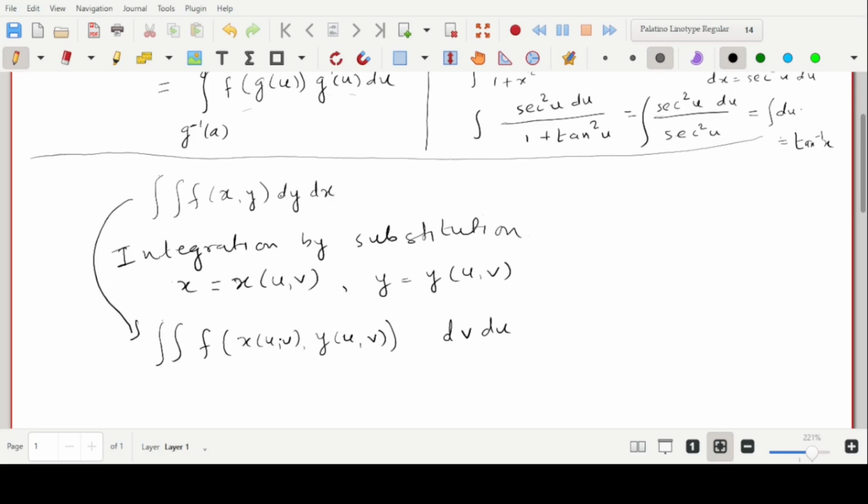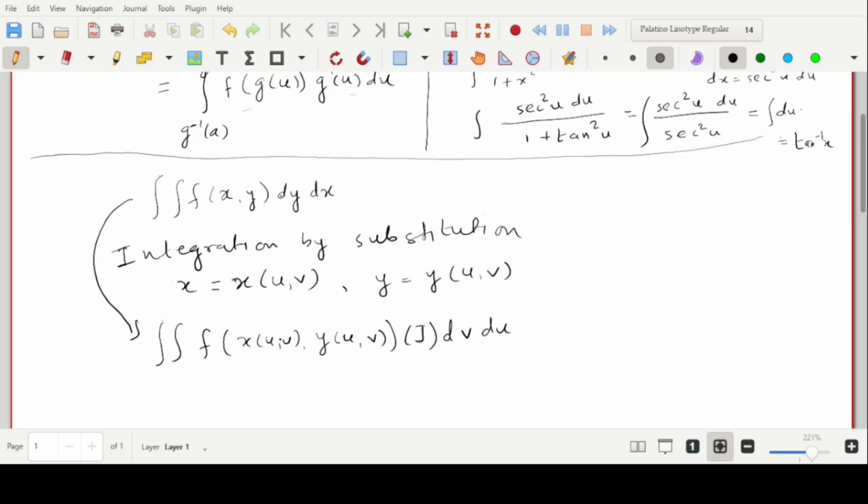It is called the Jacobian. So I will write J for Jacobian. We multiply this by the Jacobian and then we write dv du. So what is this Jacobian and how do we compute it?